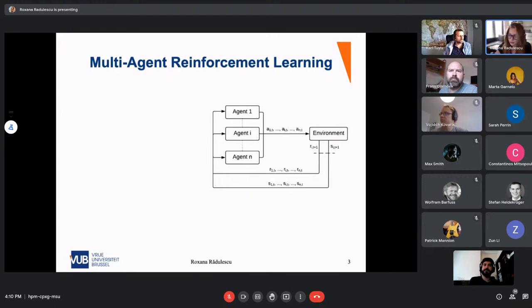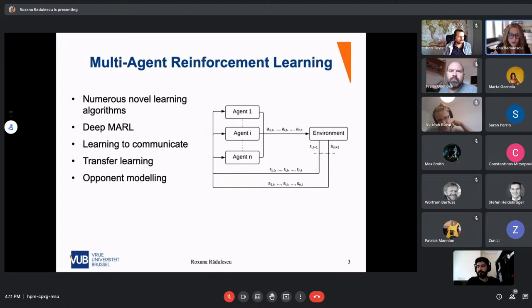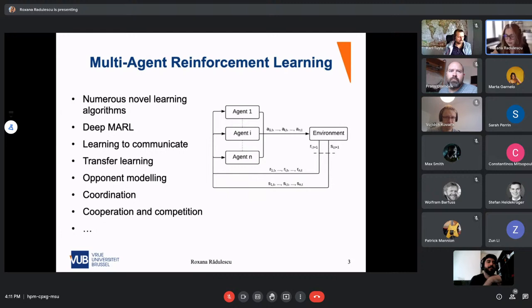Now, we have seen in the last few years numerous novel learning algorithms developed for multi-agent settings, especially when talking about deep MARL. Now, they can be grouped in many categories, for example, learning to communicate, transfer learning, opponent modeling, coordination, cooperation and competition, and so much more. So definitely there is a lot of inspiration and a lot of developments from MARL to be carried across to multi-objective settings.